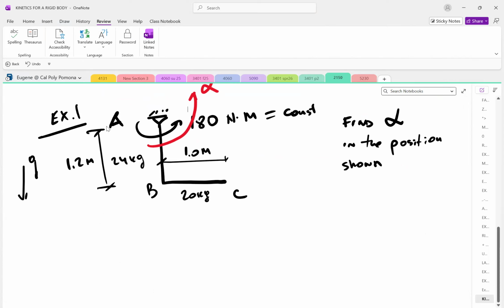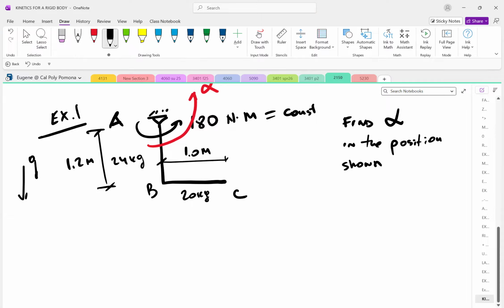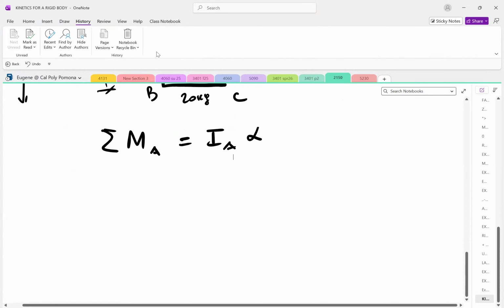We'll go top-down approach. We'll start with the most fundamental equation that will describe it. In this case, we have a fixed point. So sum of the moments about A equals I about A times alpha. So now we have to sweat the details, right? Let's do the left side first.